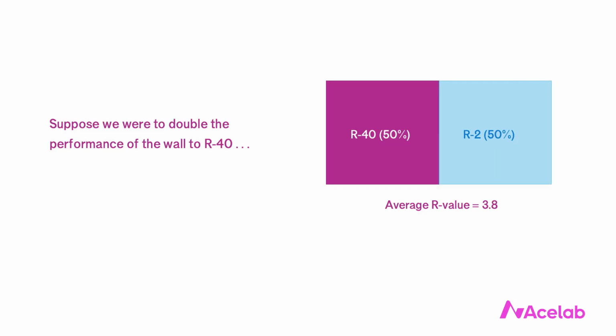This has some pretty significant cost and design implications, but would it also have a significant effect on overall thermal performance? So let's see. It would bring our average R value from 3.6 to 3.8. That is a lot of work for barely a rounding error of added performance.